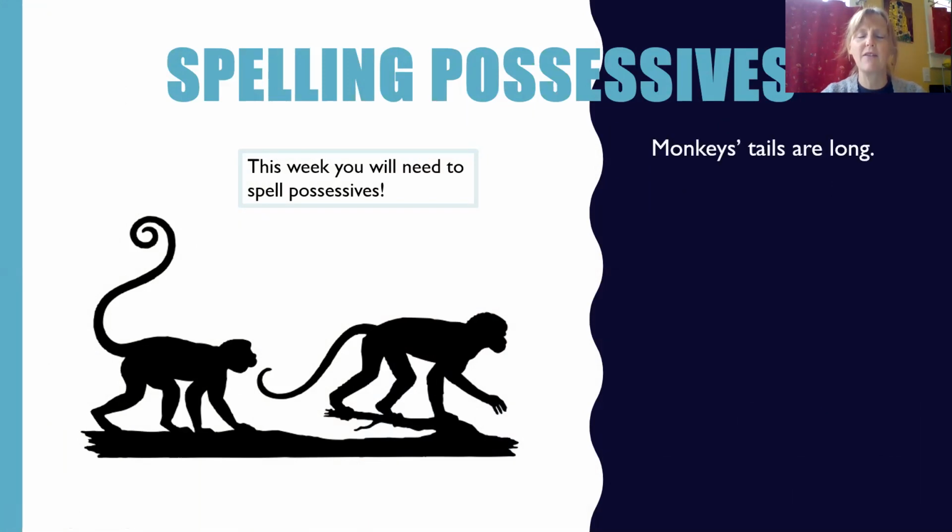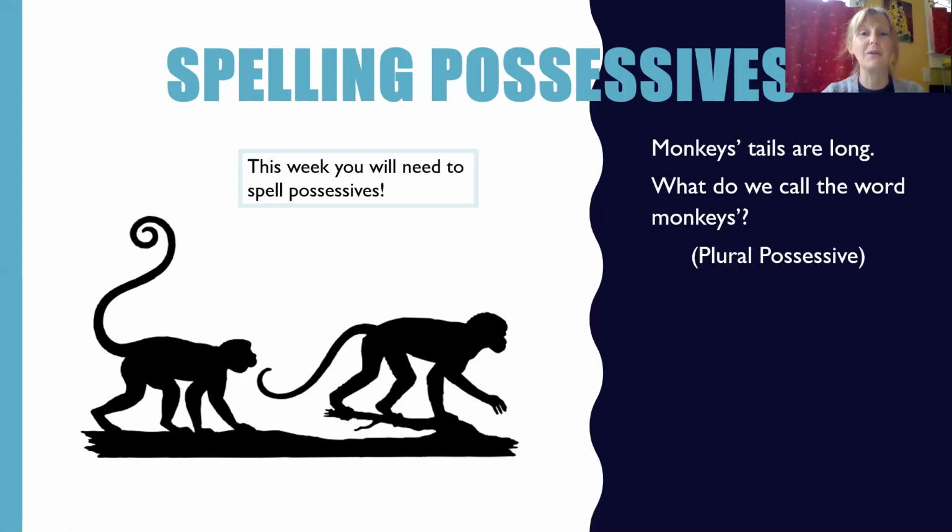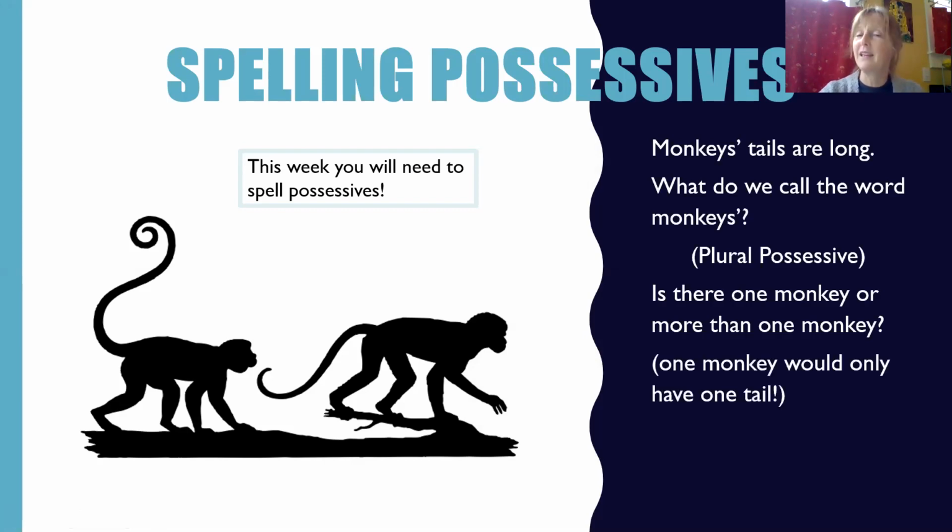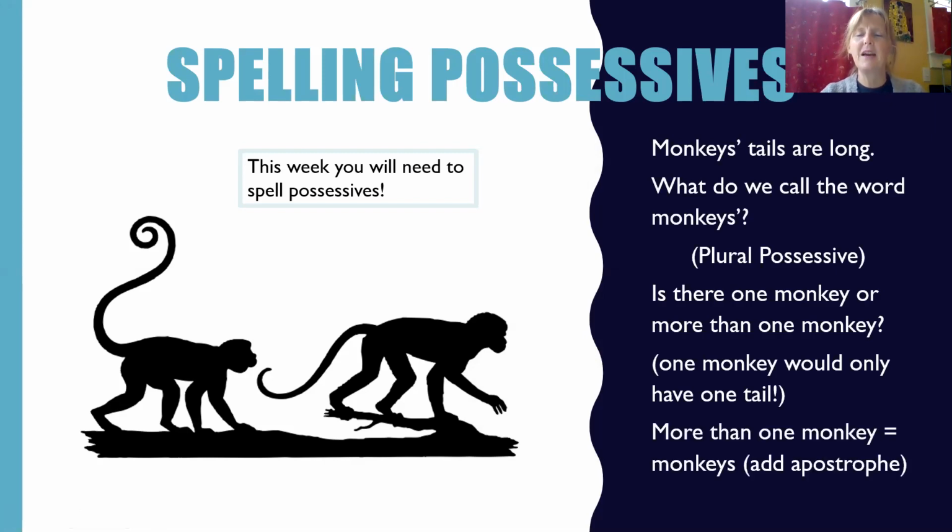So here we have, monkeys' tails are long. What do we call the word monkeys? A plural word with a possessive? We call it the plural possessive. Is there one monkey or more than one monkey? That makes it the plural. One monkey would only have one tail. That would be singular. More than one monkey equals monkeys. First, we're going to think about the plural. Then we're going to add the apostrophe to show the possession of their tails. Okay, enough of that for today. We are going to go over that again a little bit later in another episode.